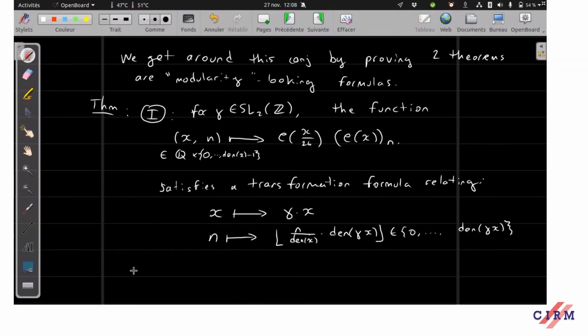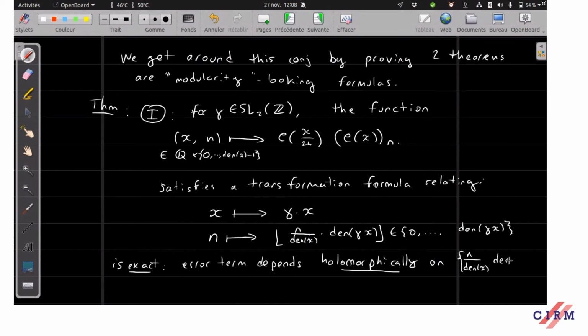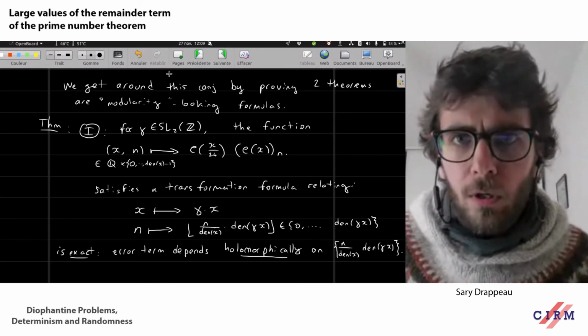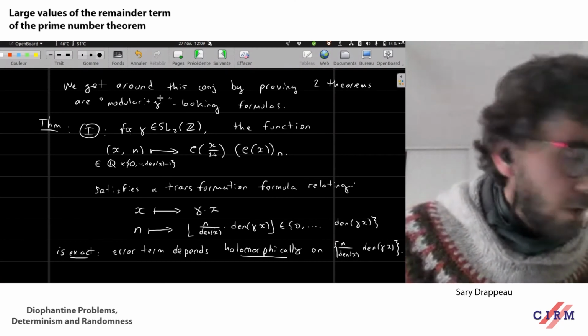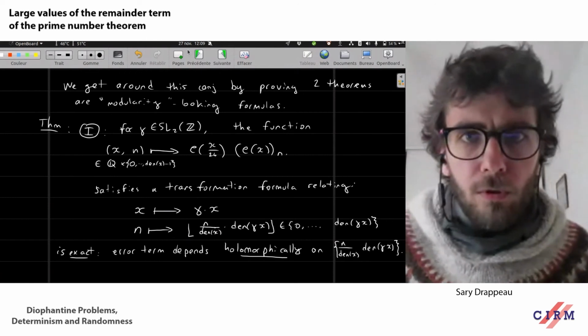And this formula is exact. Zero term depends holomorphically on the following, on the fractional part of this number. So I have to explain to you what I mean by this. And yes, maybe I have time. It will take, I think, some 5 minutes more to explain the full statement of this theorem.